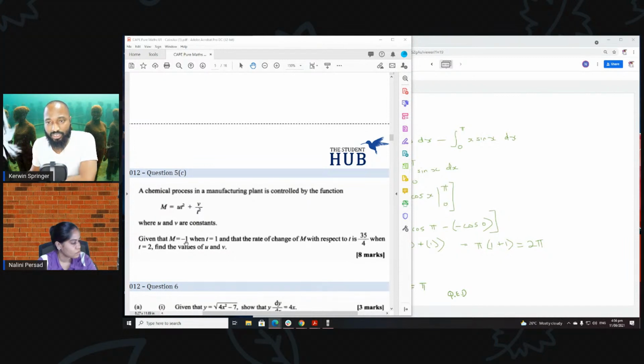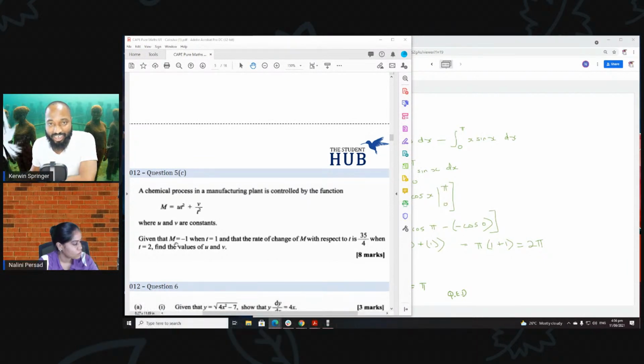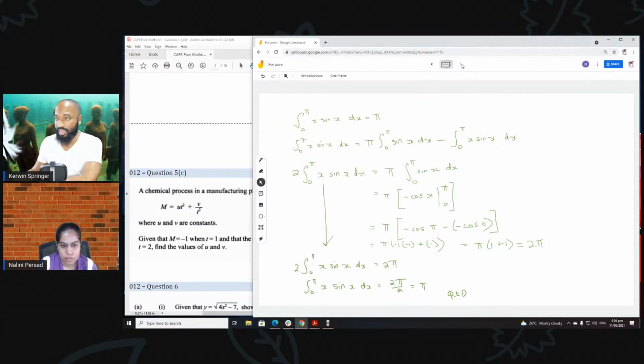Given that m is equal to -1 and t is equal to 1, and the rate of change of m with respect to t is that. All right, so we're back to an easy question here with a lot of marks. So this is double substitution again.